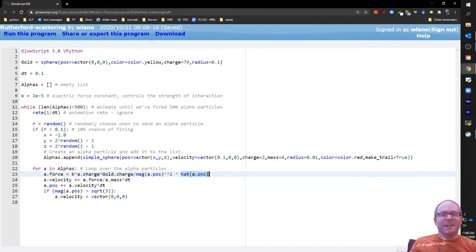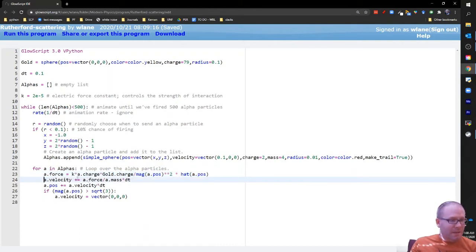And then we have to turn this thing into a vector, right? So this piece here is wonderful. It will give you the magnitude of the force, but I have to turn that into a vector in order for this to work in 3D. So to do that, we multiply by a unit vector. This is just saying it's the direction of A's position. Right. So then we update the velocity.